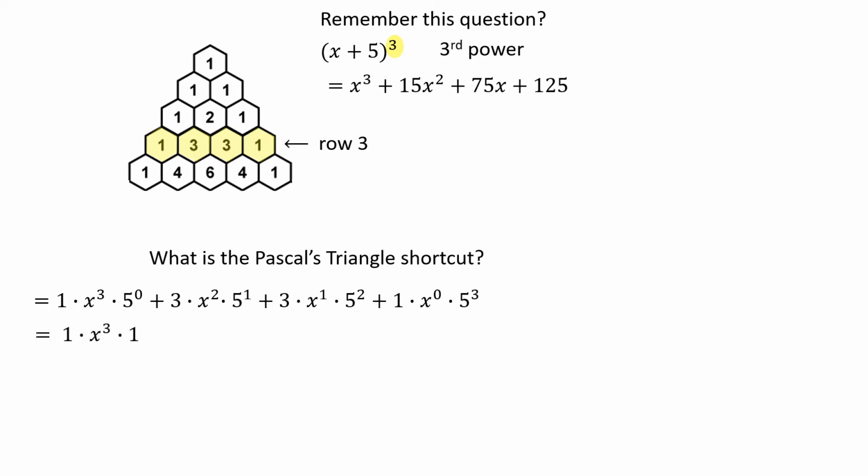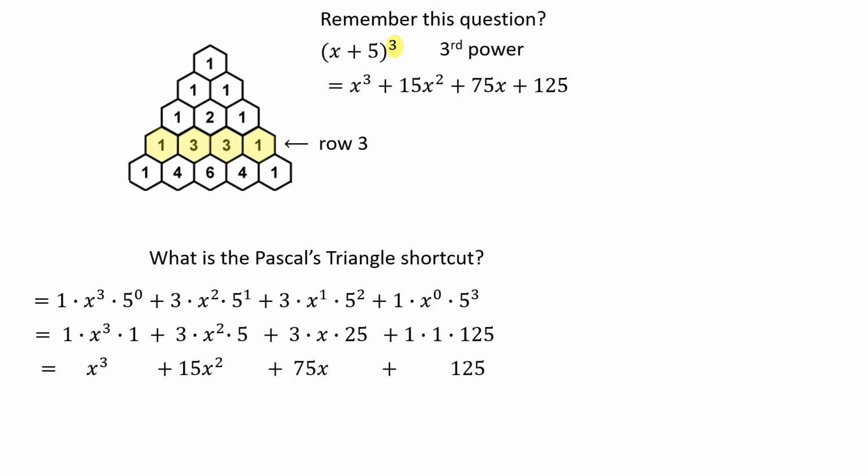And then if I multiply these out, of course, remember that anytime I've got something to the 0 power, it's just the number 1, and if the exponent's 1, I don't really need to write it. I go, oh, look at that. I've got 1x to the 3rd, and then I've got 3 times 5 with the x squared, and then I've got 3 times 5 squared with the x, and then I've got 1 times 5 to the 3rd for that 125.